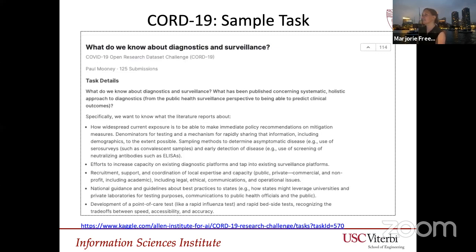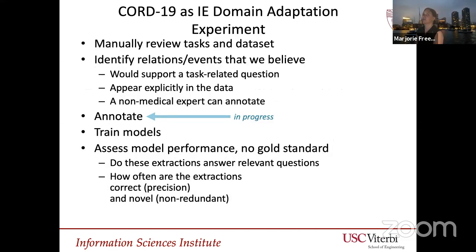And it seems like some of them we might be able to help the search. We might be able to help the data organization by providing information extraction output, if only we could do the information extraction. And so to see if that was possible, we started this experiment. We manually reviewed the tasks and data set and identified relations and events that we believed would support a task-related question. And that was critical.